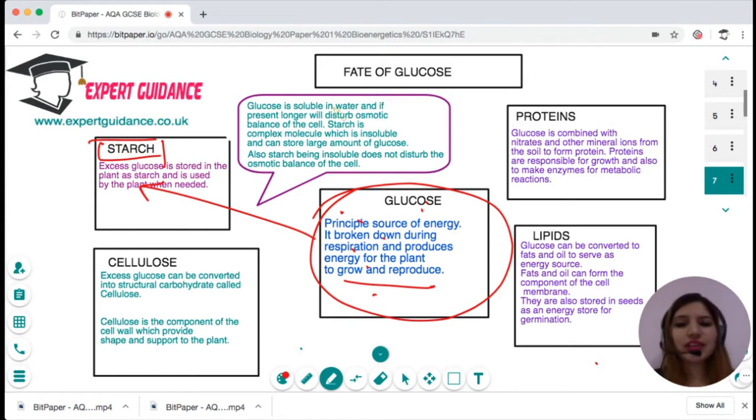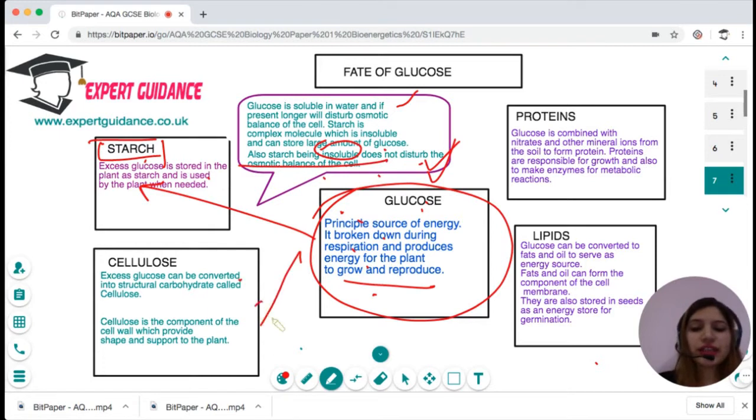Why do we not just store it as glucose? The problem is that glucose is soluble in water, and as it's soluble in water, it can disturb the osmotic balance and cause unnecessary osmosis of water. On the other hand, starch is an insoluble complex molecule. It's a bigger molecule. It can take in a large amount of glucose molecules. It can store a large amount of glucose, being compact, and the basic importance of that is it is insoluble. So as it is insoluble, you need to say it does not disturb the osmotic balance of the cell.